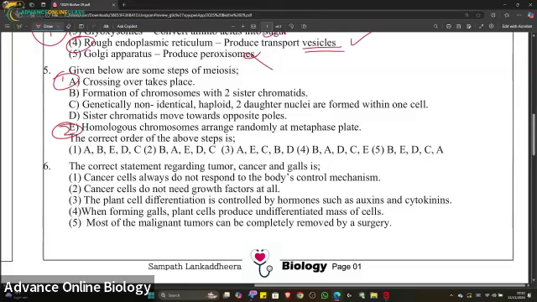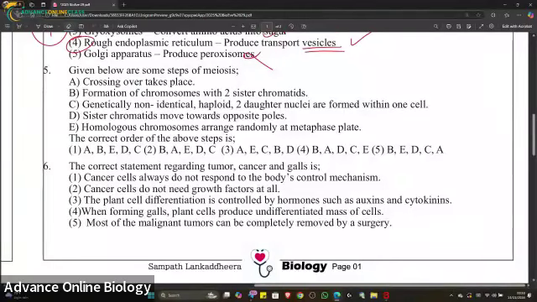Chromosomes with two sister chromatids. Genetically identical. What is your answer, people? What is the answer you have received? Formation of chromosomes with two sister chromatids.